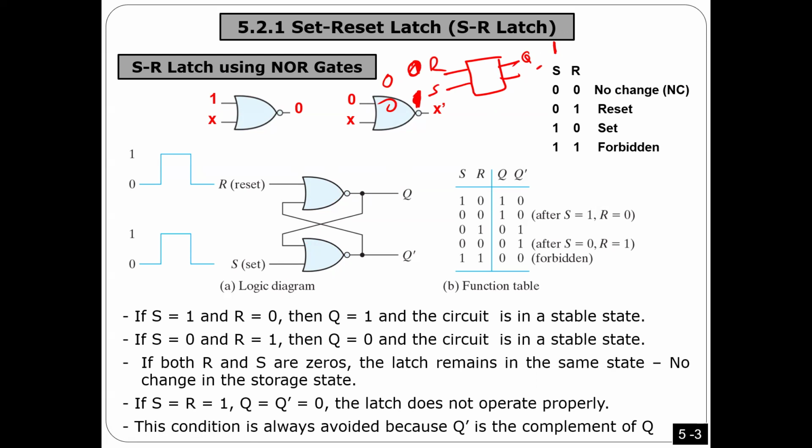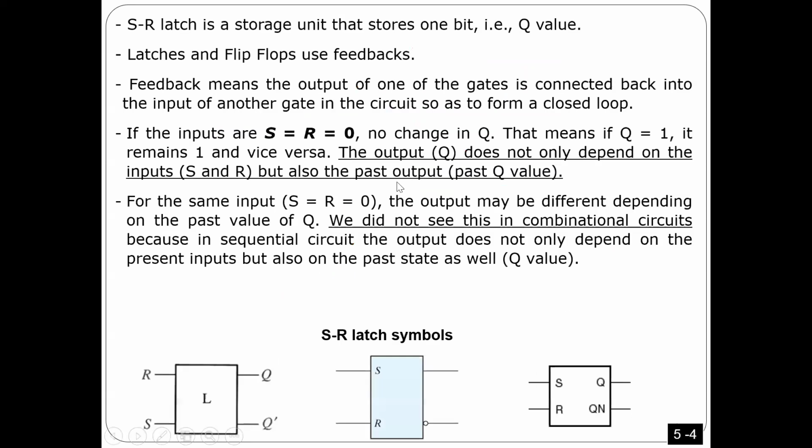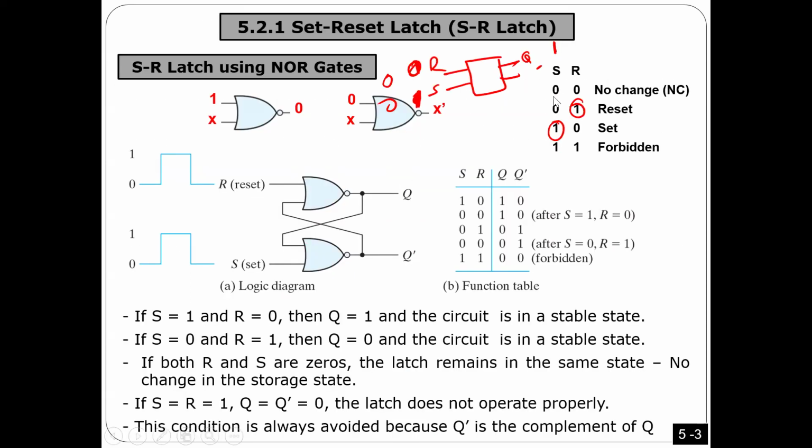That's it. 3 cases. After that, whichever input is 1 is going to be activated. If S is 1, you set. If R is 1, you reset. Okay? And for sure, 1, 1 is a forbidden case, as I told you.